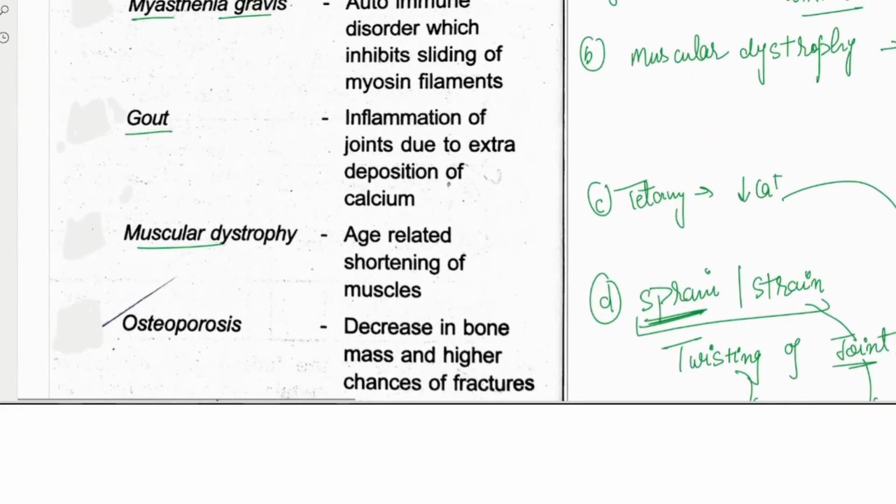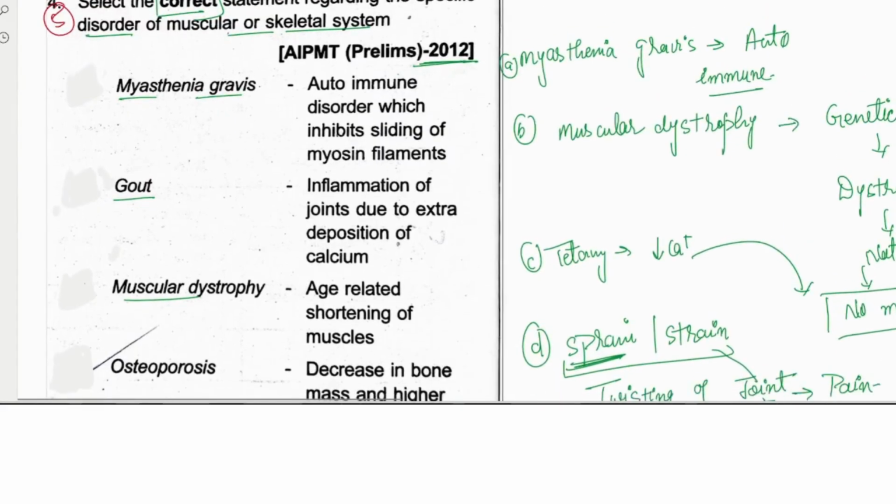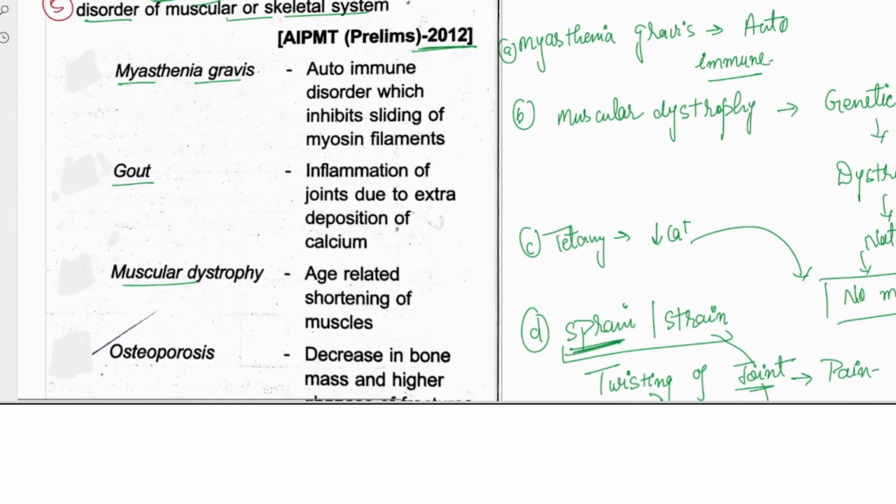Okay, now let's see the options they are asking. We have to find out the correct statement, so to find the correct one, we should know which is correct. Myasthenia gravis, as I told you, is an autoimmune disorder, but they are saying it inhibits the sliding of the myosin filament. It is an autoimmune disorder. In this, antibodies are not recognizing between self and non-self cells. This property of the antibody is lost, so it is attacking its own cells. It is recognizing its own cells as antigens. That is what is happening in myasthenia gravis.